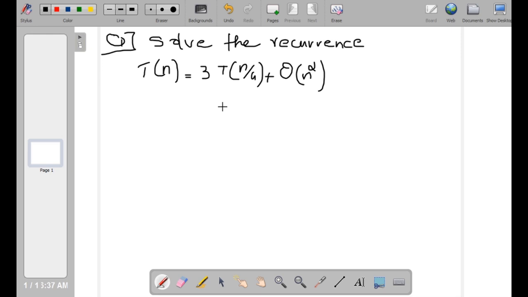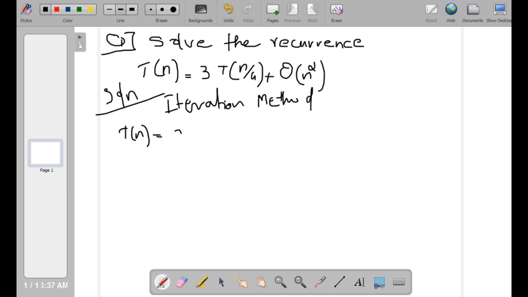Solve the recurrence T(n) = 3T(n/4) + Θ(n²). Let us apply the iteration method. We can write T(n) = 3T(n/4) + Θ(n²) as cn². This is the first equation.